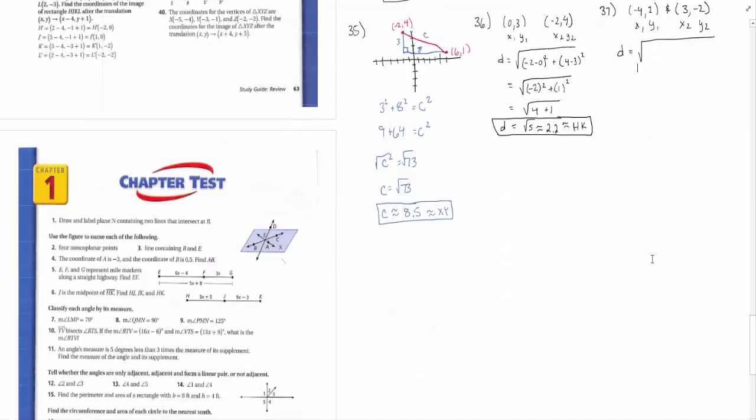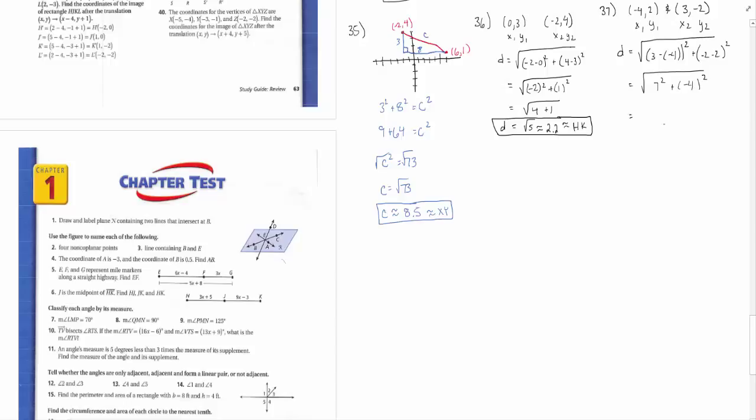Scroll down a little bit here. Okay, so I'm going to find the distance by doing x2 minus x1. So that's going to be 3 minus negative 4, quantity squared, plus y2 minus y1. So I did 3 minus negative 4. Now I'm going to do negative 2 minus 2 squared. So this ends up simplifying out as 3 plus 4, so 7 squared. Negative 2 minus 2 is plus negative 4 squared.